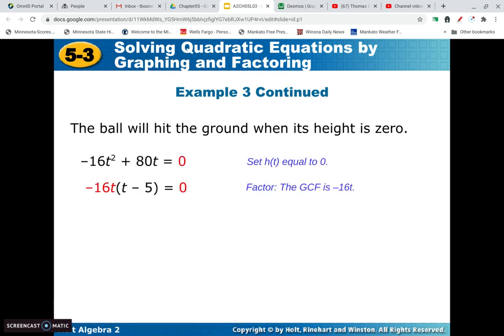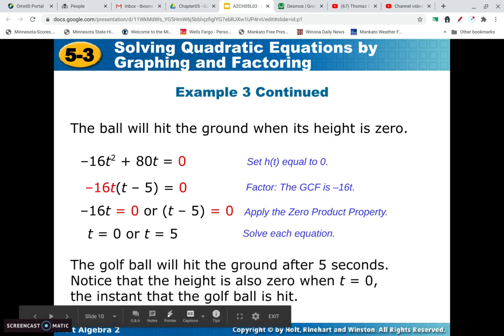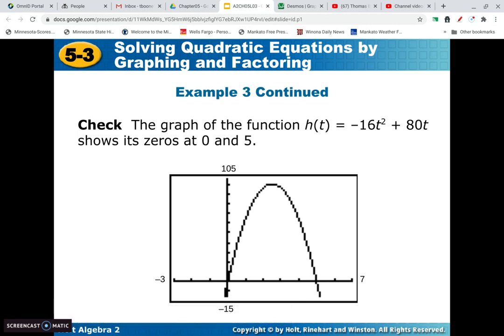Well, what I would do, you can factor if you want to. Factor out a -16t, and you get t minus 5. Well, your zeros then are going to be either 0 or 5. And again, that's something you could do with factoring. Personally, what I would do is just graph it, and then you can see clearly on the graph that it equals 0 and 5 is where it hits.